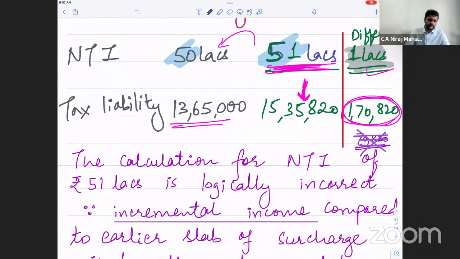34,320. Haan, na? 34,320 something. Of what? 1 lakh. This should be my tax amount on that extra 1 lakh. Agreed or no? Are you getting my point? Tejal, Nitin, Indrajit.